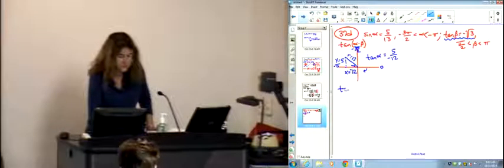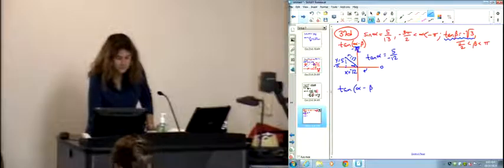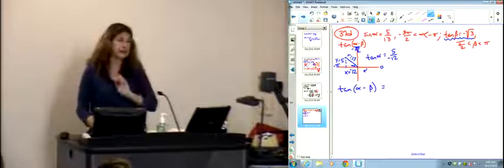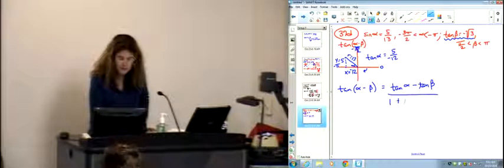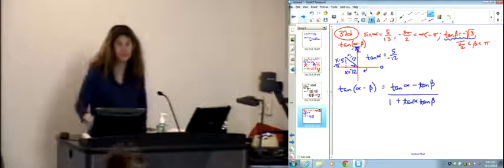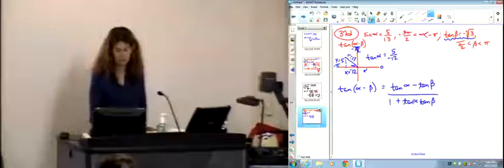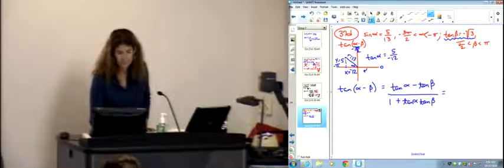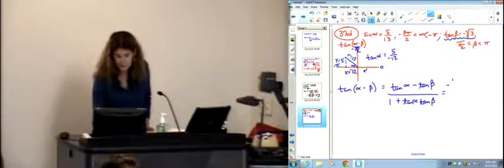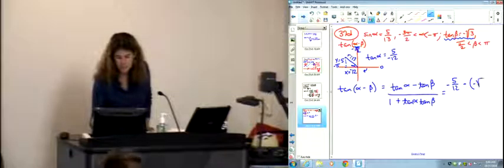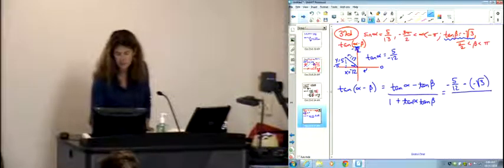Let's write out the formula for tangent of alpha minus beta. Tangent alpha minus beta, we've got tangent alpha minus tangent beta over 1 plus tangent alpha, tangent beta. Okay. Equals tangent alpha is negative 5/12 and minus the tangent of beta, negative square root of 3.